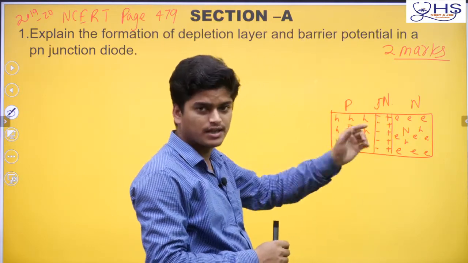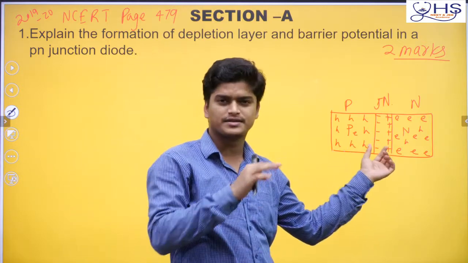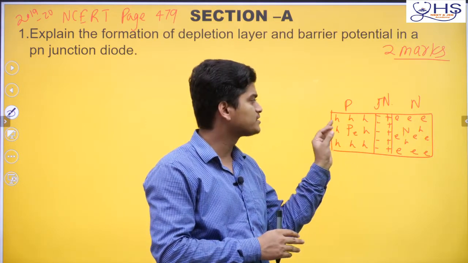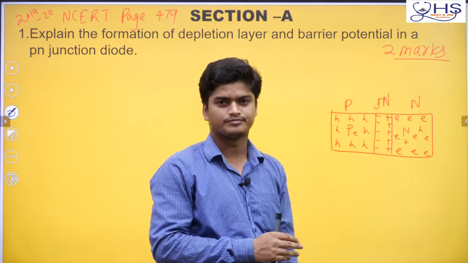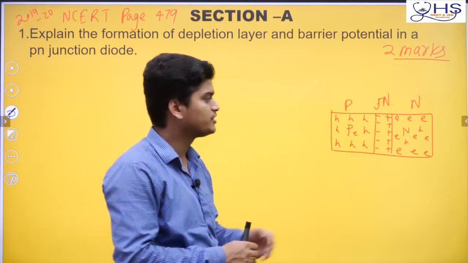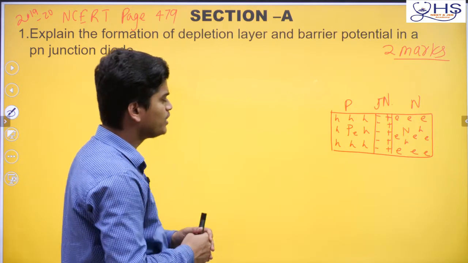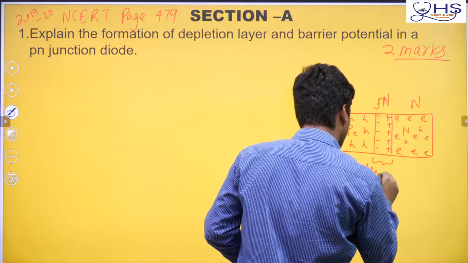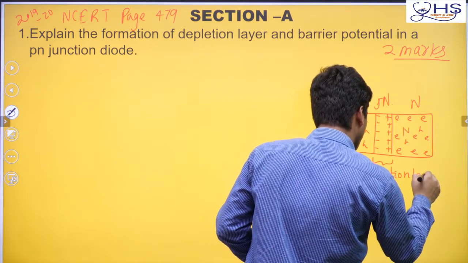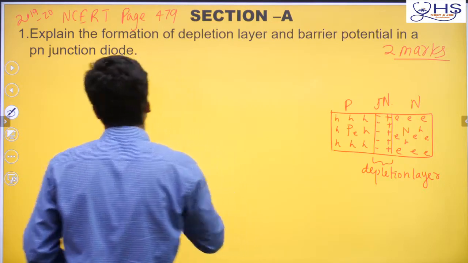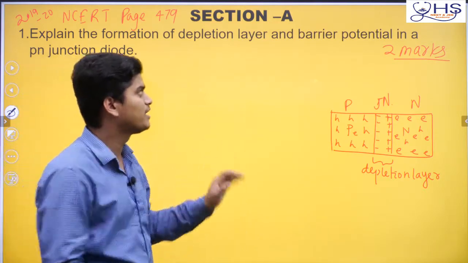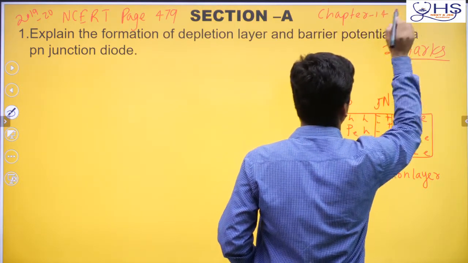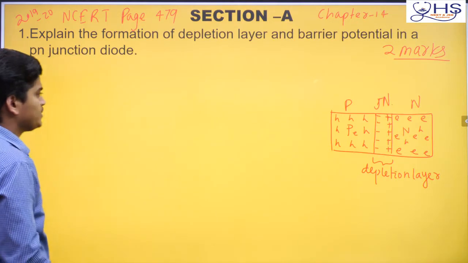Why are we calling it barrier potential? That also we will define. Basically, it prevents the movement of electrons from n to p, and also prevents the movement of holes from p to n. So that is why it is called a barrier; it is opposing something. That we need to define. So this is your junction, and this is called your depletion layer. In your 12th standard, this is semiconductor electronics, the last chapter, chapter number 14. So the 2-mark question they asked is from chapter 14, semiconductor devices.